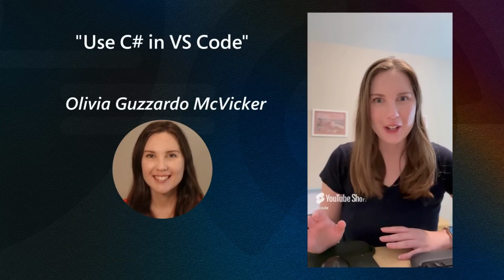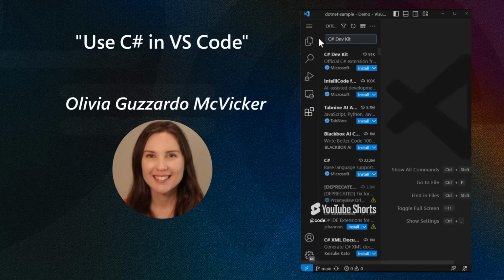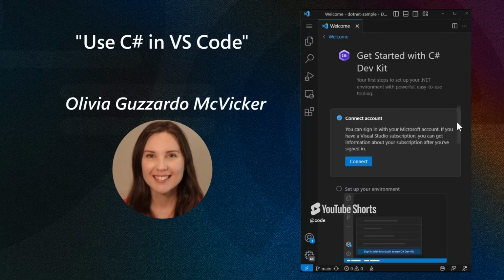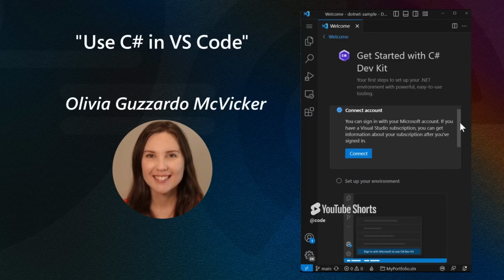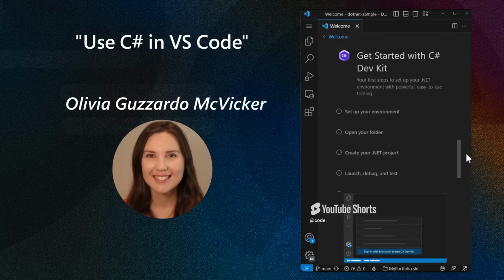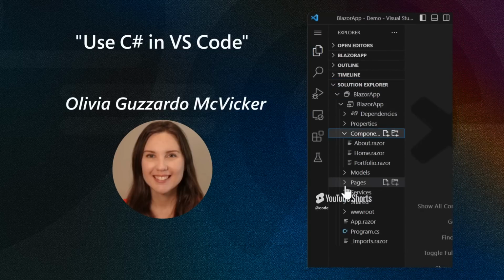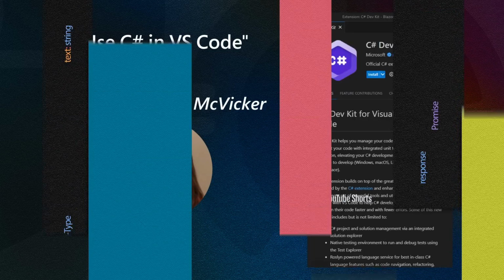C# in VS Code? Let's check it out. In extensions, search for C# DevKit. When you install it, you can go through the walkthrough to get set up so you can start using the awesome integrated features like IntelliCode, package management, test discovery, and yes, you've got a solution explorer now in VS Code. Try it out and let us know what you think.